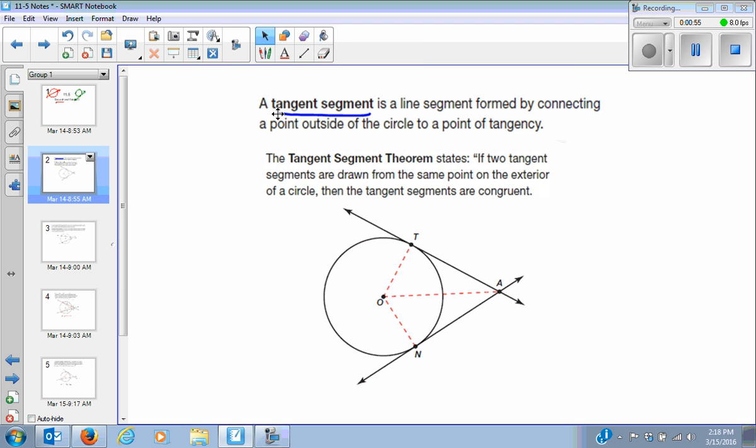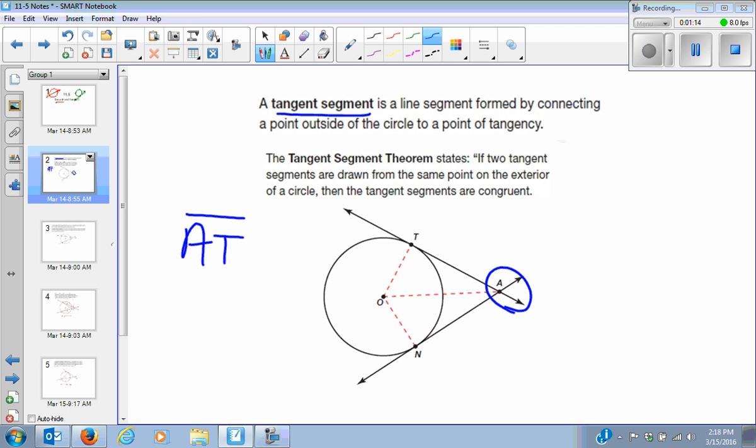So the tangent segment theorem states if two tangent segments are drawn from the same point on the exterior of the circle, so point exterior of the circle would be A, then the two tangent segments are congruent. So the tangent segment would be AT, that line segment would be congruent to AN. That's what this theorem is stating.